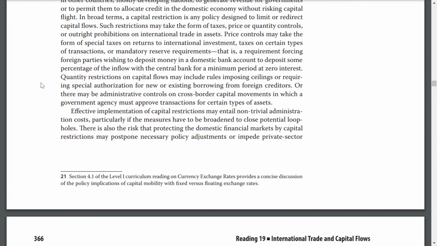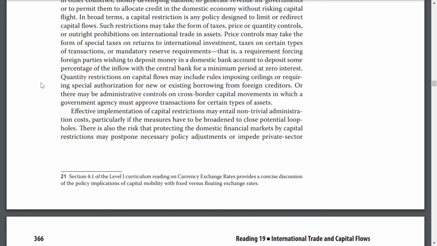Price control may take the form of special taxes on returns to international investment, taxes on certain types of transactions, or monetary reserve requirements, that is, a requirement forcing foreign parties wishing to deposit money in domestic banks to set aside a deposit. Some of the quantity restrictions on capital flow may include rules imposing ceilings and requirements on new or existing borrowers and foreign creditors, or they may be administrative controls on cross-border capital movement, in which a government agency may approve transactions for a certain type of asset.